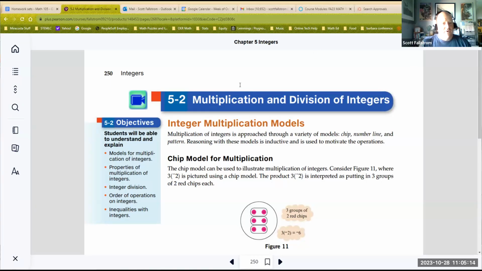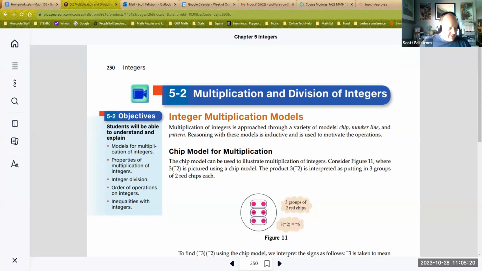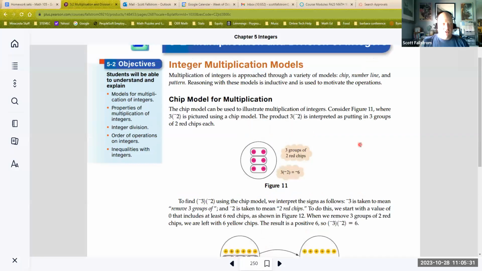Hello, students. We are going to jump into section 5.2. 5.2 is about multiplication and division of integers, and we kind of start with the idea of modeling it. What is the idea of multiplication of integers? And so when you think about multiplication, we'll do a couple here.